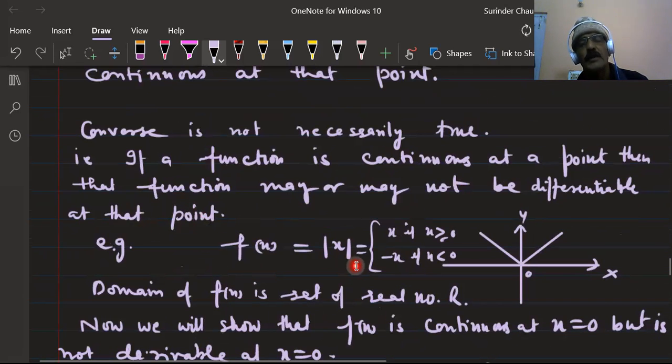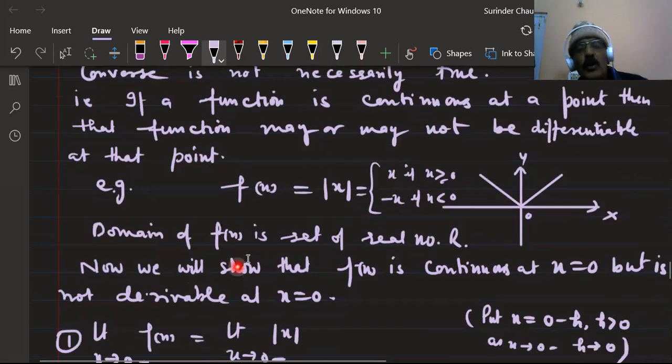f(x) is equal to modulus x. We know the definition of modulus x is x if x is greater than or equal to 0, and minus x if x is less than 0. The graph of this modulus function has a domain of all real numbers. The doubtful point is 0, so we'll discuss the continuity and differentiability of modulus x at 0.